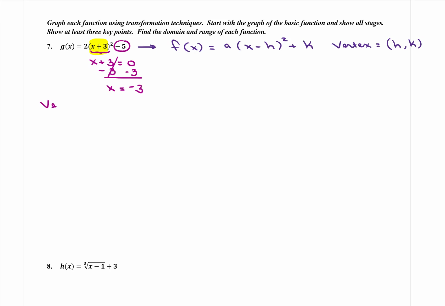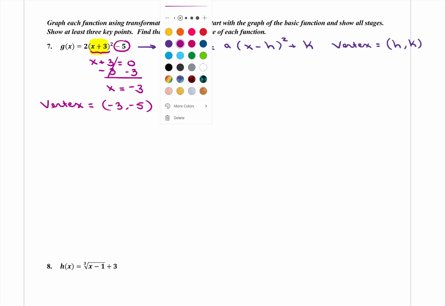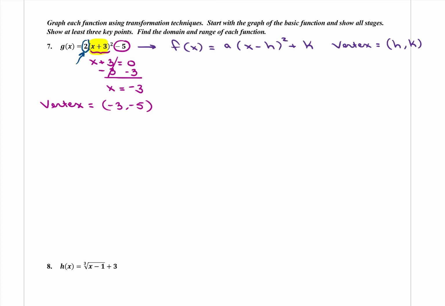The minus 5 at the end over here, that's my k value. So my vertex is going to be negative 3, comma negative 5. That negative 5 also says that I'm shifting my parent graph down 5 units. And then the 2 at the very front means that I'm going to be vertically stretching this graph. That's my a. So I'm going to be vertically stretching it by a factor of 2, since my a is greater than 1.